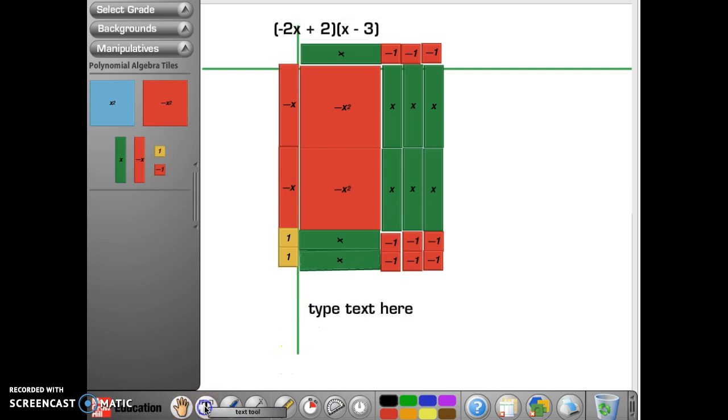All right, now I see that I have negative 2x squared plus, in this area I have positive 6 x's. Here I have positive 2 x's, and in this area I have negative 6 units. Combining them all together, we see that we then have a positive 8x, so negative 2x squared plus 8x minus 6. Now, I have a few additional problems that are not on our note sheet, but we need to know how to factor using algebra tiles.